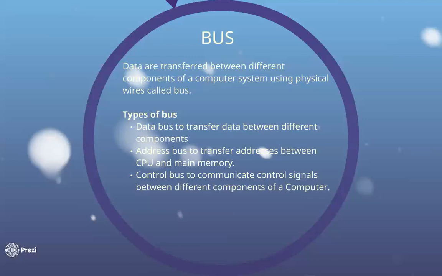So we have three types of buses. One is data bus, second is address bus, third is control bus. And what are buses used for? Buses are used for transferring data or transferring signals between different components in a computer system.